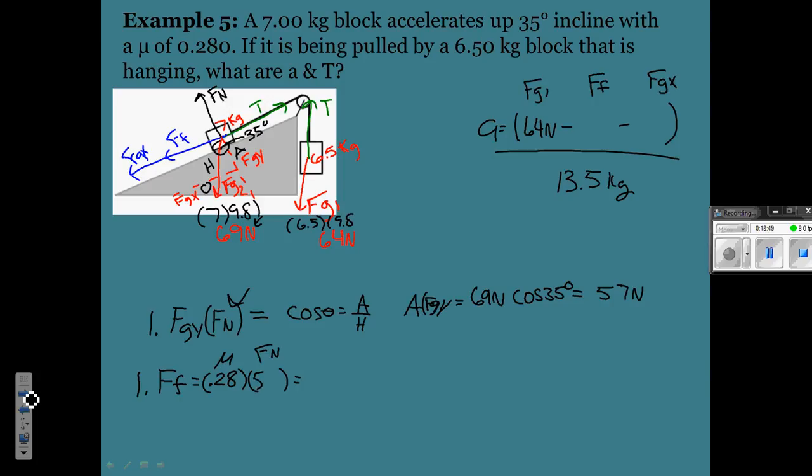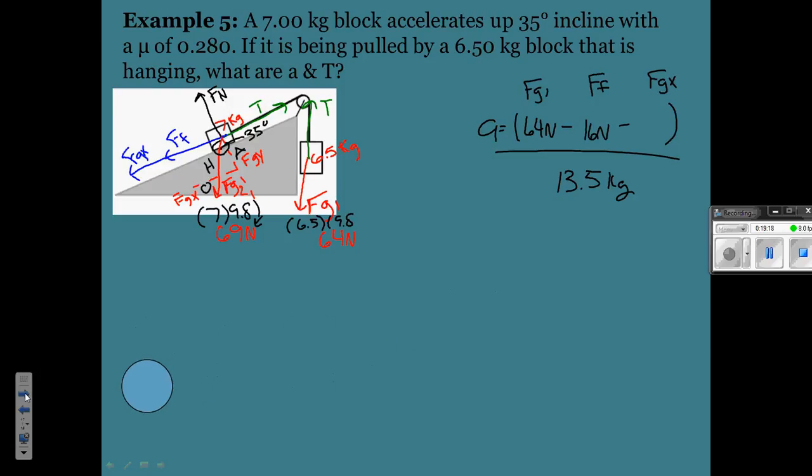So I'm going to put 57 newtons right there. I'm going to multiply that by 0.28, and that gives me 15.96. I'm going to round that up to 16. So my F of f is 16 newtons. I'm going to erase this because I need the room. You can rewind and pause if you didn't get that.